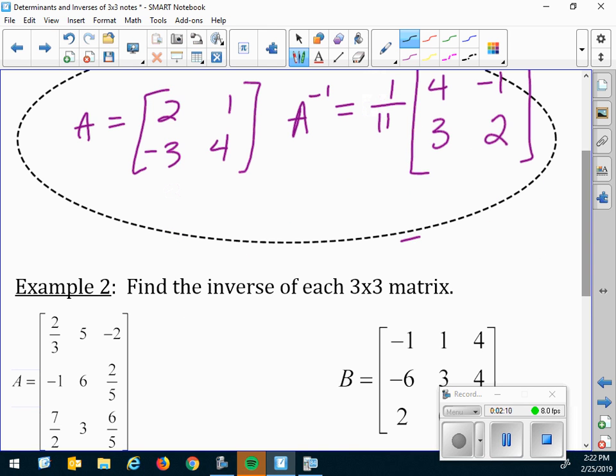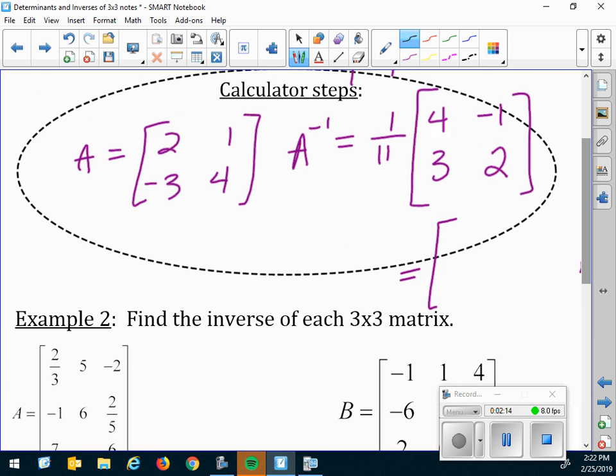Now look, don't make this hard. What's 1/11 times 4? That's 4 over 11. 1/11 times negative 1. Negative 1 over 11. 3 over 11. And 2 over 11. Right. So not bad. Not bad. 9/11. Okay.